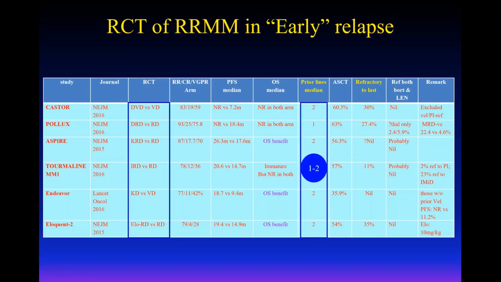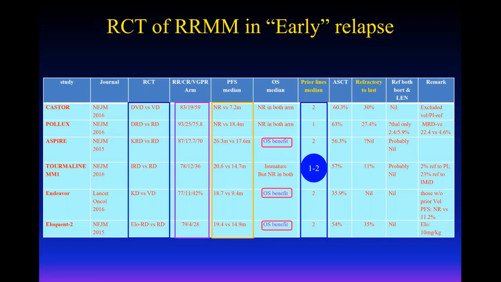And then in the intervention arm, in all these trials, the patients randomized to receive the intervention arm achieve a very high response rate, especially in the way of deep responses, with VGPR or CR. And that translates, of course, into a superior progression-free survival in patients randomized to receive the intervention arm. And some of them actually show an overall survival benefit as well.